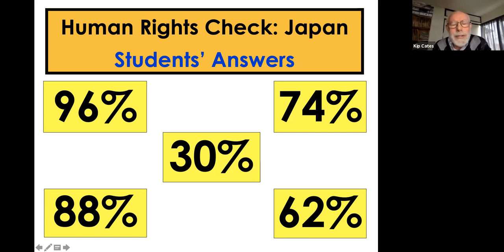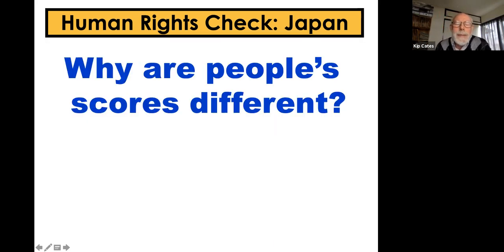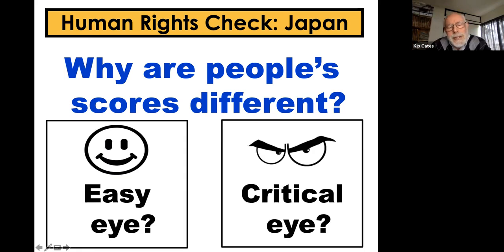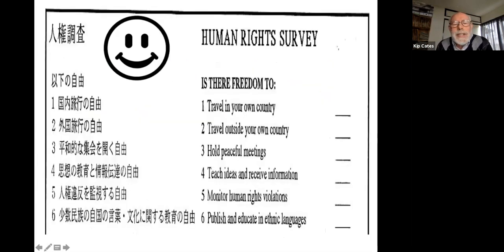These are all Japanese students, okay, who are evaluating their own country, Japan, against a set list of 40 human rights, and they're all over the place. Students say, hey, you gave 30% for Japan, 96%. This is a teachable moment, why this exists. So at that point, I say, gosh, why are people's scores so different? I mean, you're all Japanese, but we have 90%, 30%, why? And the reason is some people look at Japan with a very easy eye and others with a more critical eye.